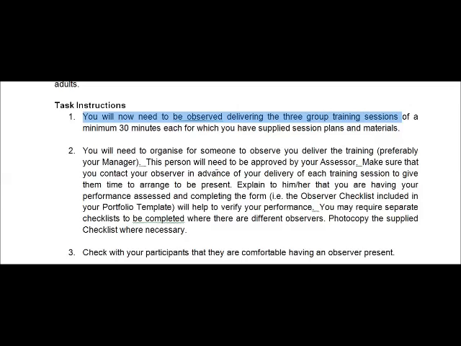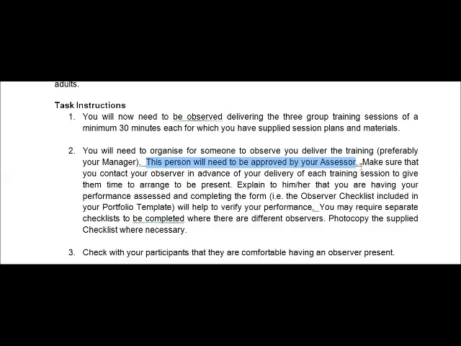You'll need to organise someone to observe you deliver the training, preferably your manager. Alright. Now that person, whoever's going to observe you, needs to be approved by your Edbiz assessor. So you just need to flick Edbiz an email or a quick phone call and just let us know who your observer is going to be, and we need to approve that person. Part of the criteria we'll be looking for in your observer is do they hold an adult education qualification certificate? Are they able to, or do they have that equivalent experience that qualifies them to be able to observe you deliver group training?